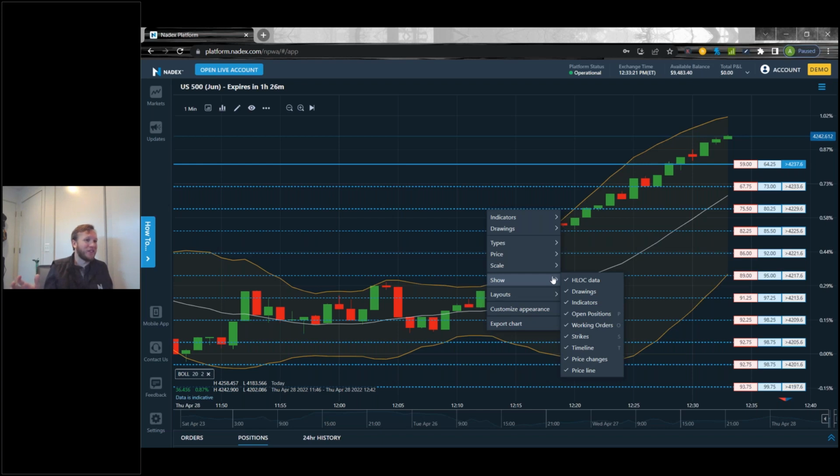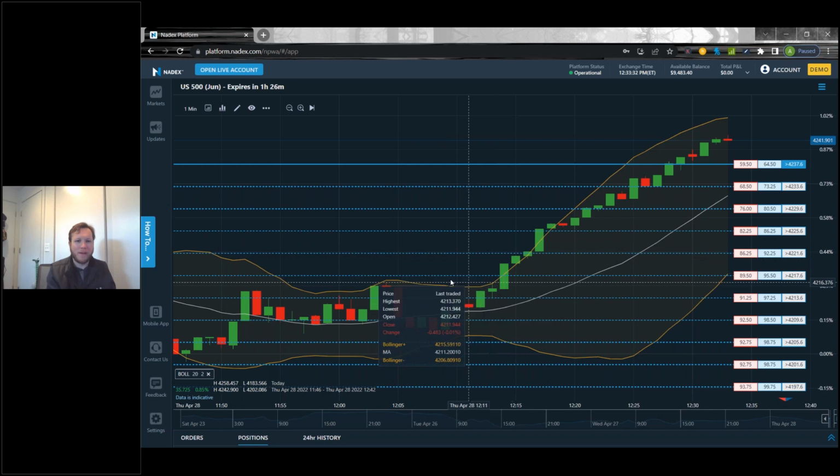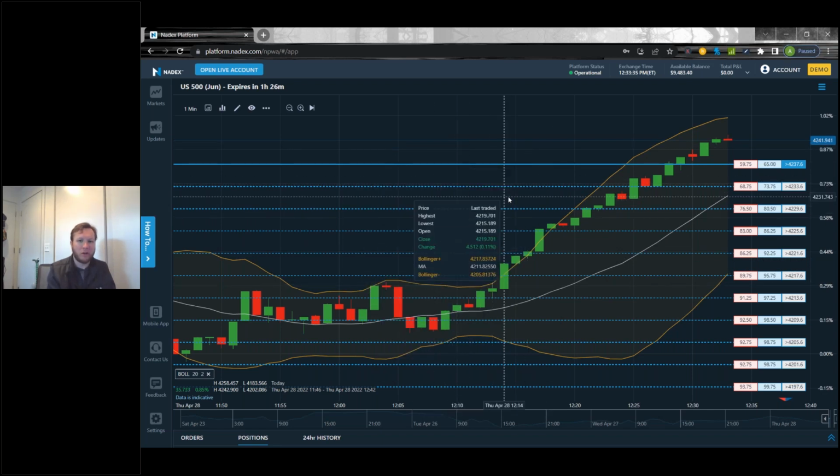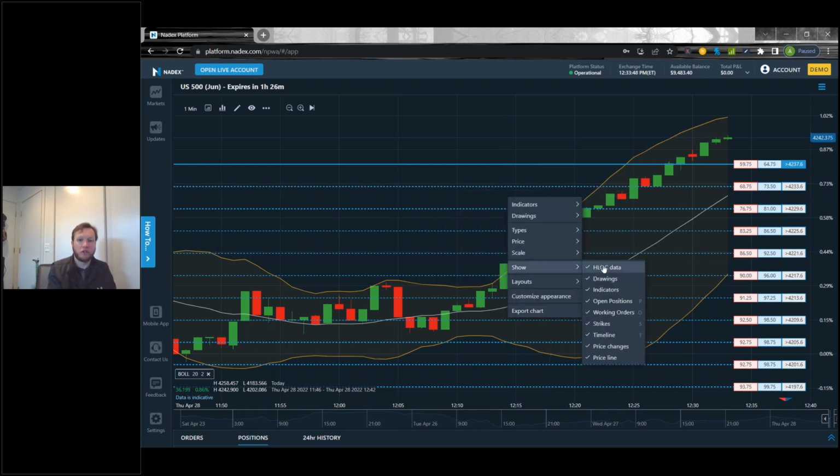But we've gotten a little bit ahead of ourselves. I'll go down top to bottom here and show you all the functionality in the show section of the platform. First we have our HLOC data. See this box that's been following my cursor the whole time, the one that says last traded, highest, lowest, open, close, change? That is the box called HLOC data under show. If I go to show and turn that off, you'll see that box is no longer there. There's no longer a box following my cursor around. If I turn it back on, that box comes back.